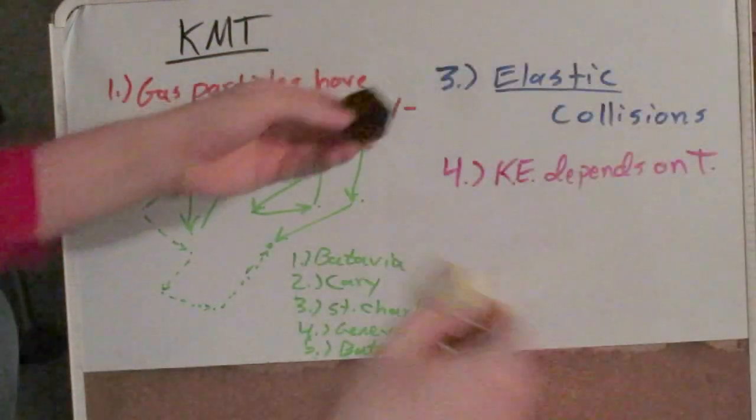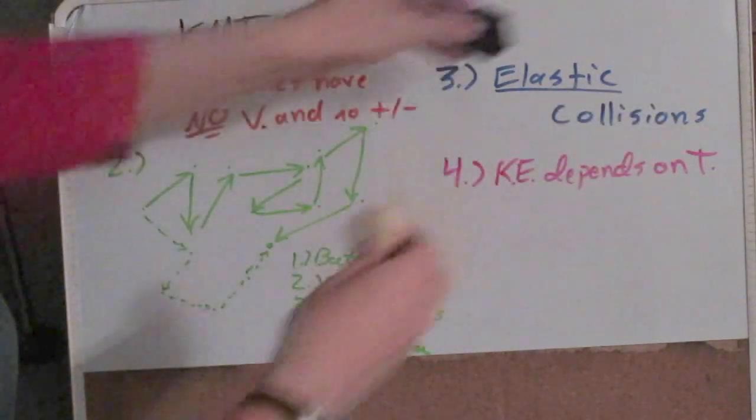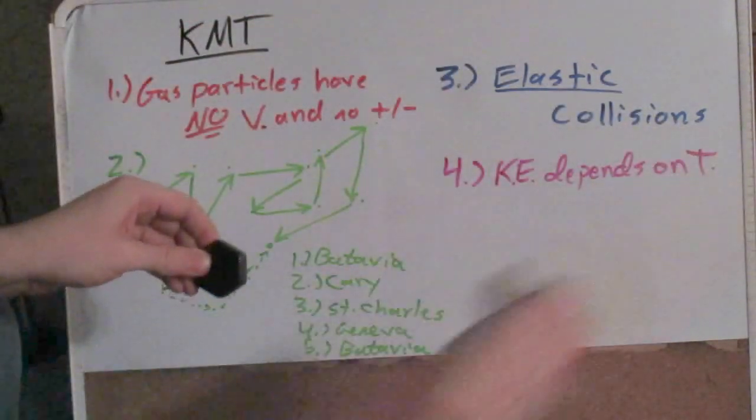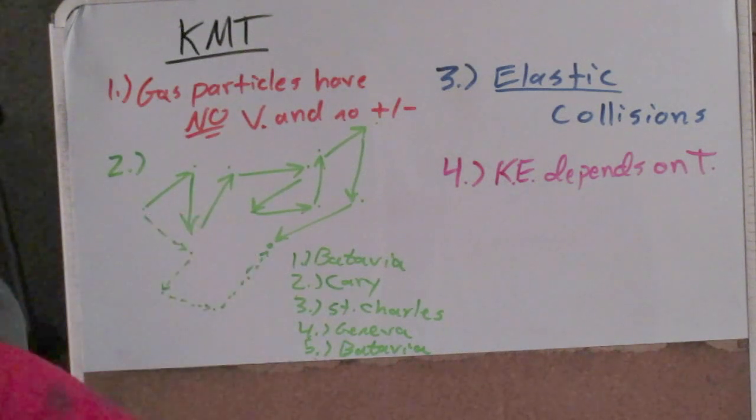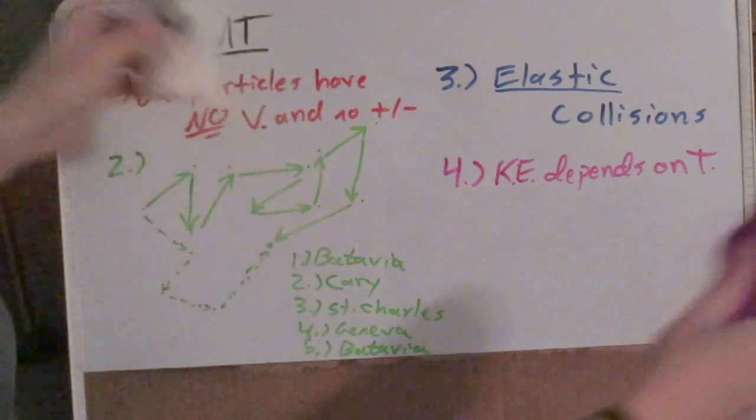For instance, in the real world, elastic collisions are going to be like this. It could come out at you. Ooh, a bug. This is elastic. Nothing's happening. They're literally just bouncing off each other. Here's an inelastic collision. Gas particles do not do this.